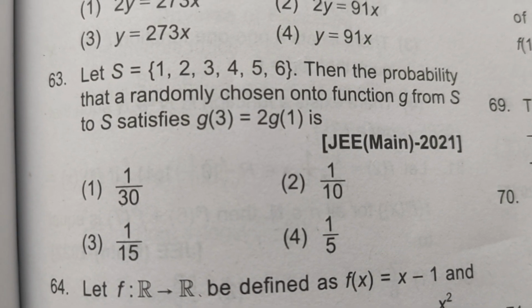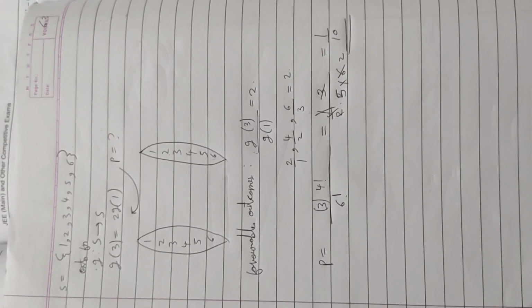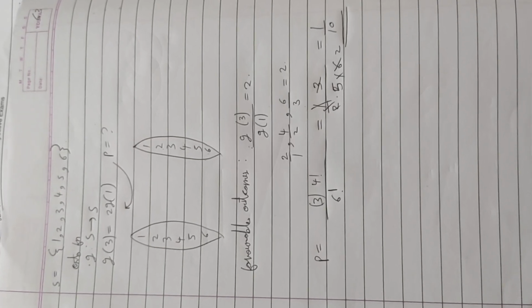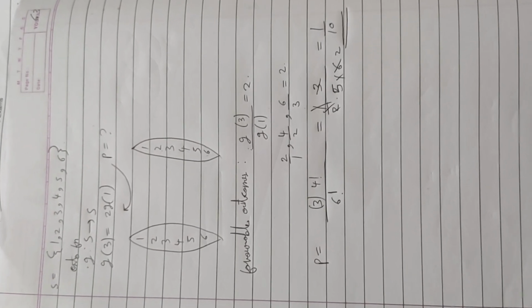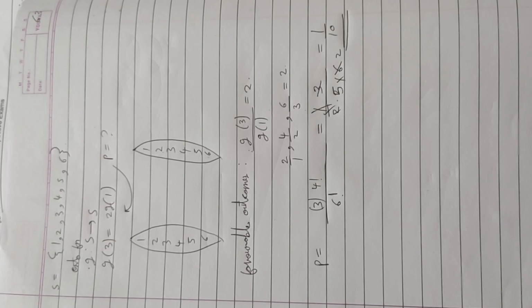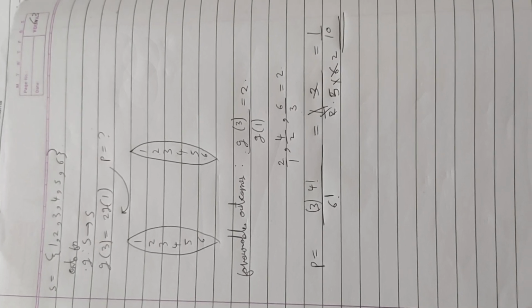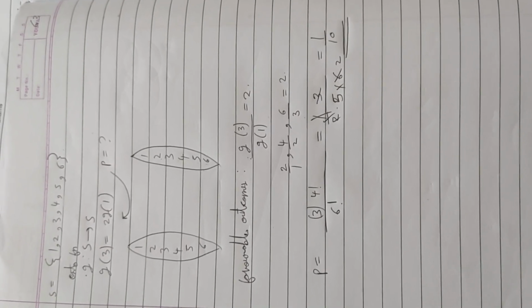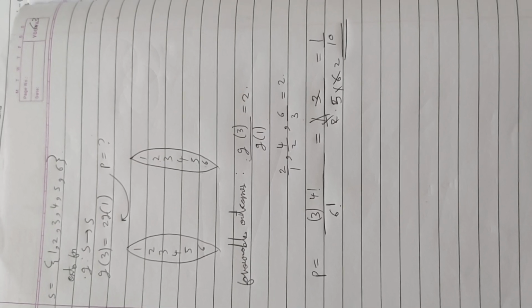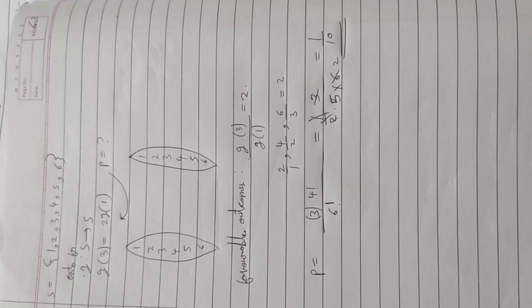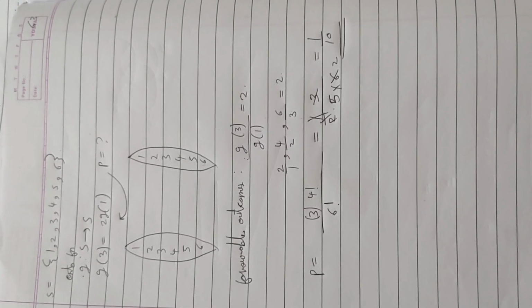First question, this is the question. According to this, the set S has been given to us, which is 1 2 3 4 5 6, and we need to find the probability of the number of onto functions from the set S to S such that g of 3 is equal to 2 times g of 1.